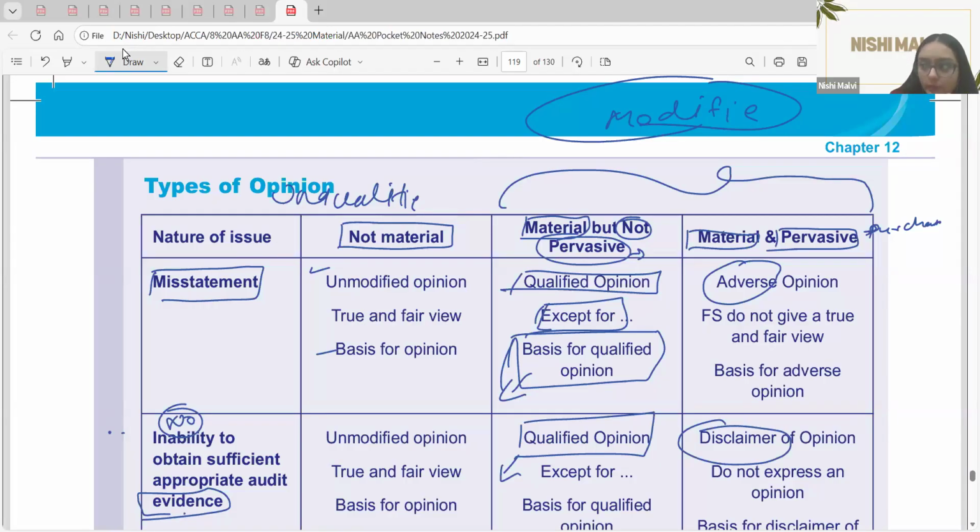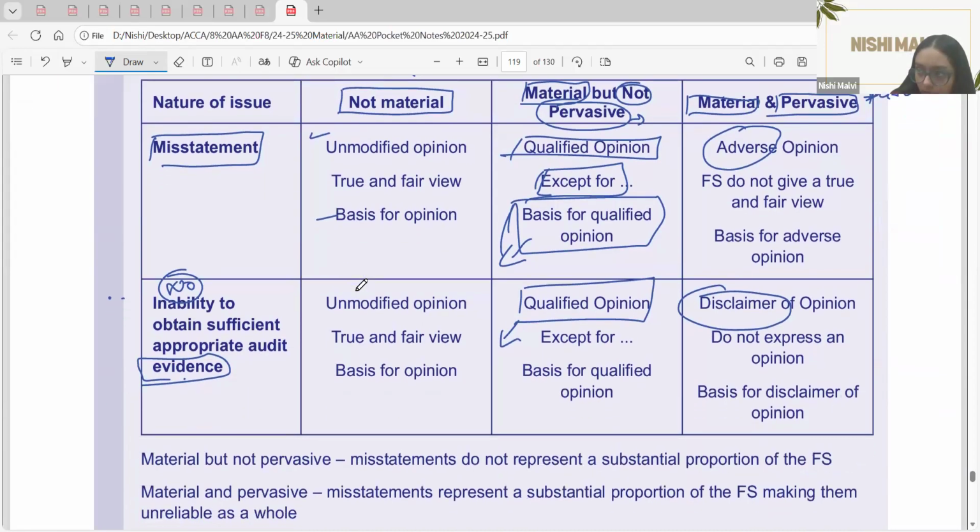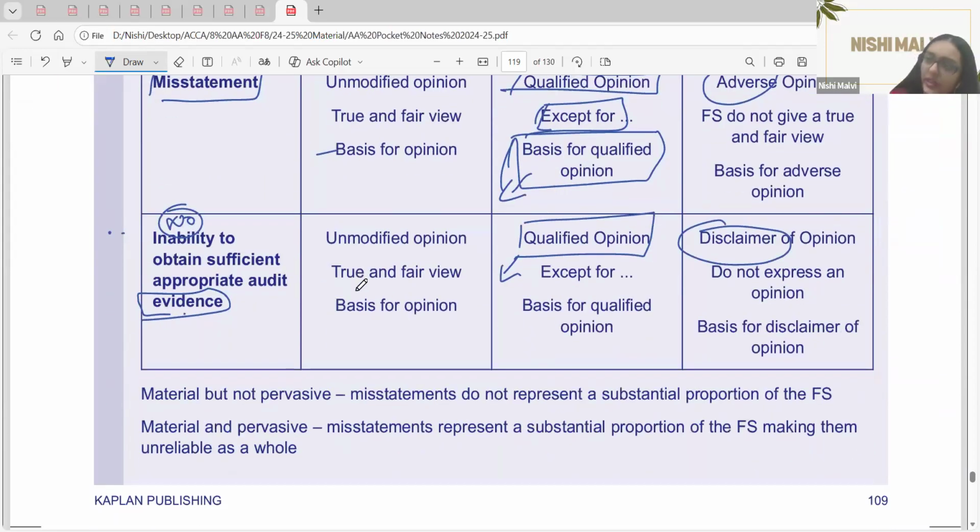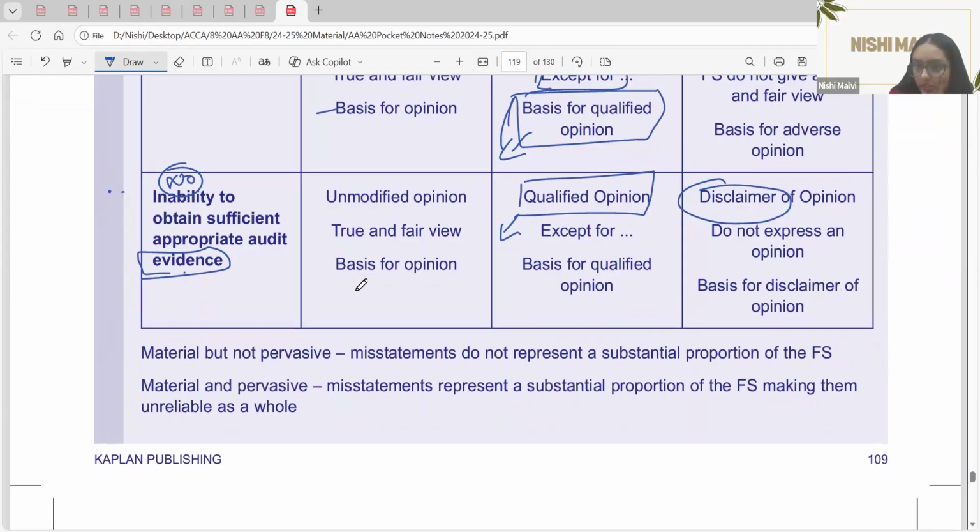ठीक है? अब समझ आया? And any issue, matter, or reason for the disclaimer.